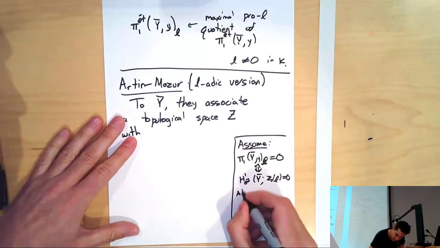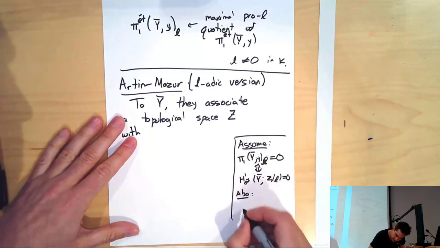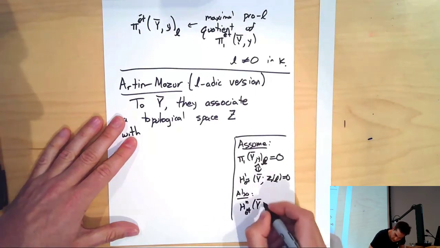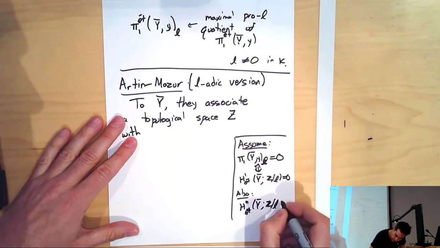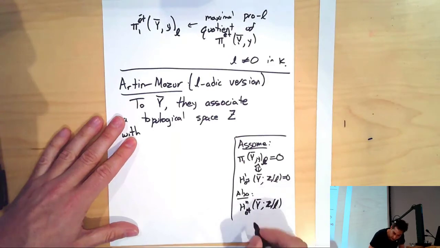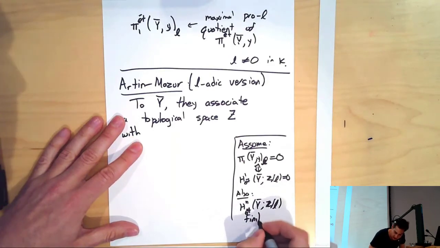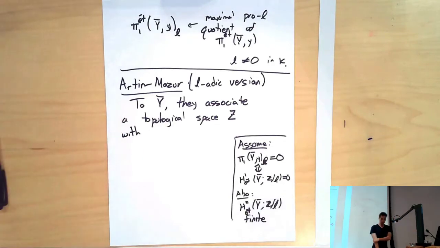And I also want to assume that in every other degree, étale cohomology with Z mod L coefficients is not 0, but I want to assume that it's finite, finite dimensional as a vector space over Z mod L. So these are some finiteness conditions, the second of which would always be satisfied, for example, if Y bar was an algebraic variety.